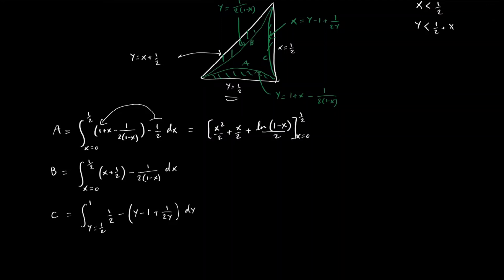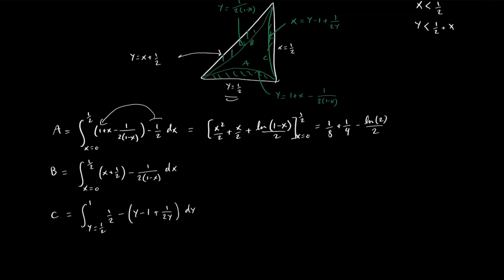When evaluated in 1/2, we have x squared over 2 that is equal to 1/8. X over 2 is equal to 1/4. So plus 1/4. And finally, the last quantity is equal to the logarithm of 1/2, everything divided by 2. And we know that the logarithm of 1/2 is equal to minus the logarithm of 2. So we have minus logarithm of 2 divided by 2.